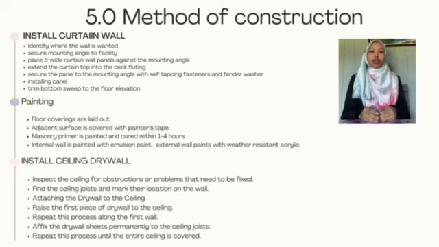Next, for the roof, first we need to identify where the wall is wanted. Second, secure mounting angle to facility, making sure no fasteners penetrate the roof decking. Third, place white curtain wall panel against the mounting angle.